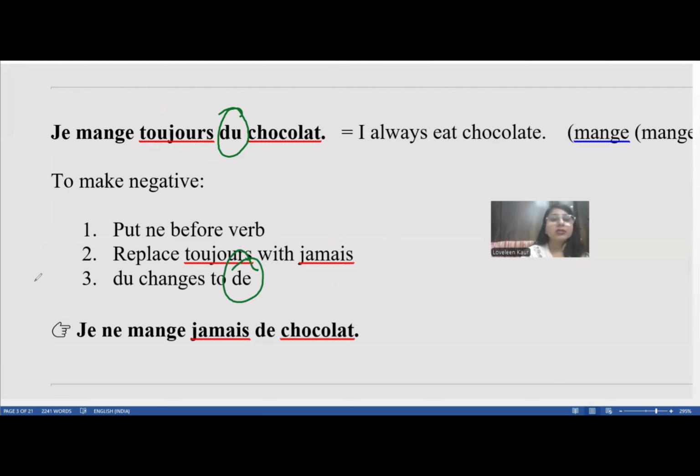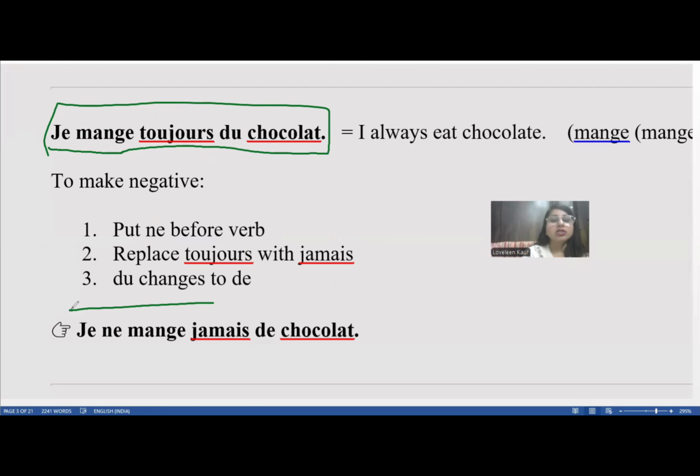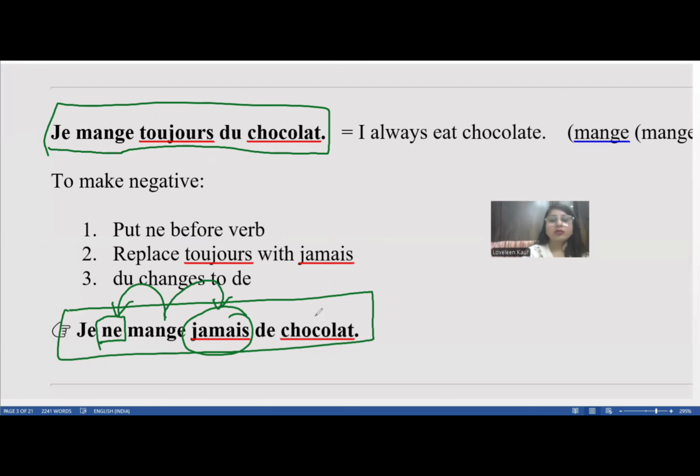So the full version: positive sentence is je mange toujours du chocolat, I always eat chocolate. Negative is je ne mange jamais de chocolat, I never eat chocolate. Okay, je ne will come before the verb and jamais means never, it will come after the verb, and du will change to de chocolat. Got it?